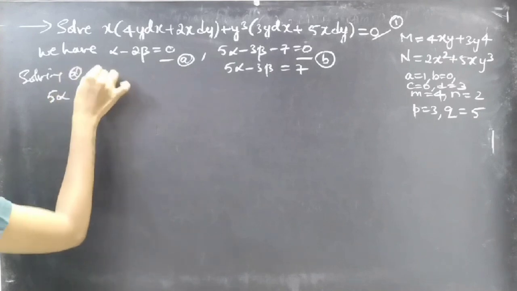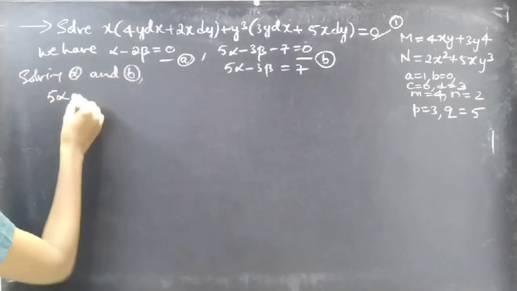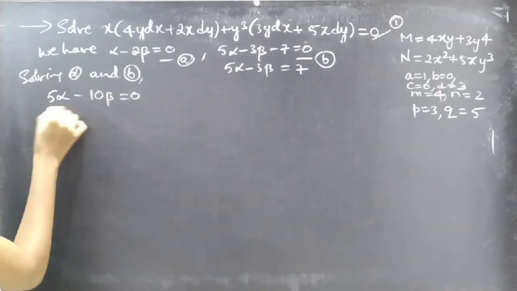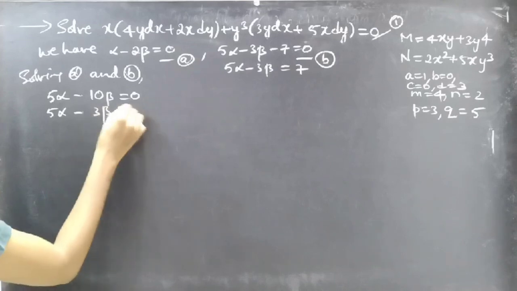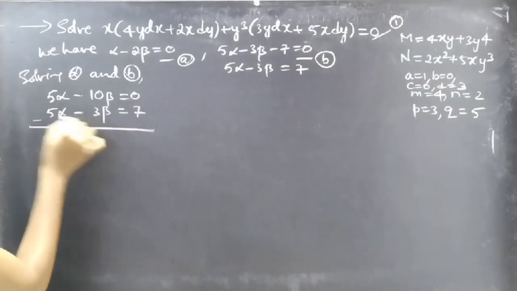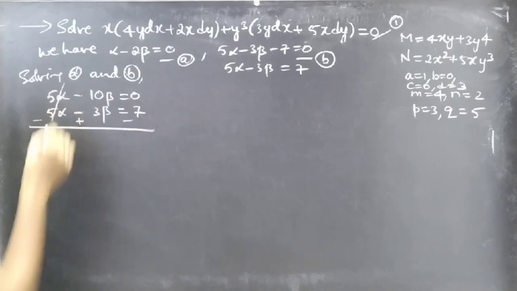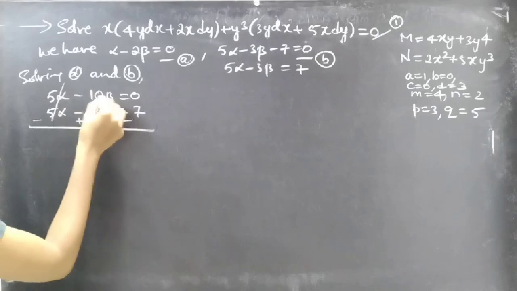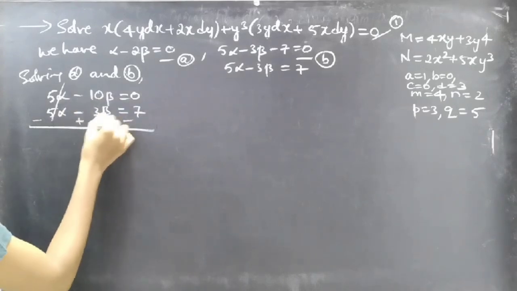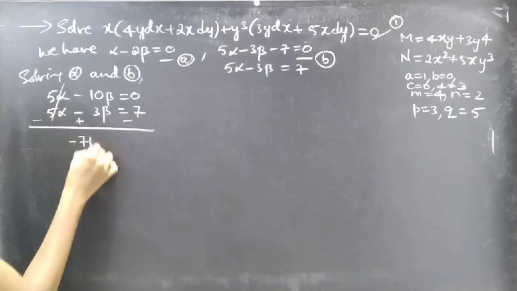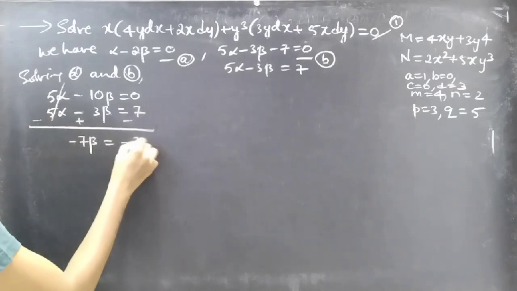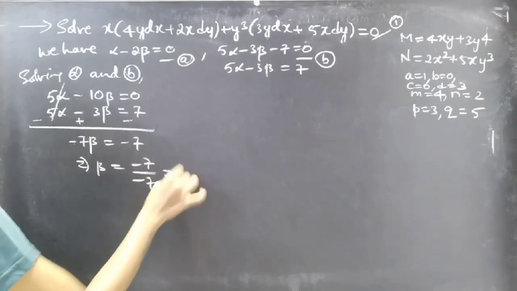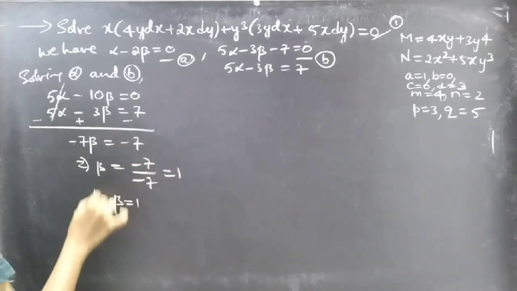5 alpha minus 10 beta equal to 0. Equation B, just write it as it is. Now change the signs. You can cancel plus 5 alpha and minus 5 alpha. You'll get minus 10 beta plus 3 beta, which is minus 7 beta, equal to minus 7. From this we'll get beta equal to minus 7 by minus 7, which is 1. Therefore beta equal to 1.